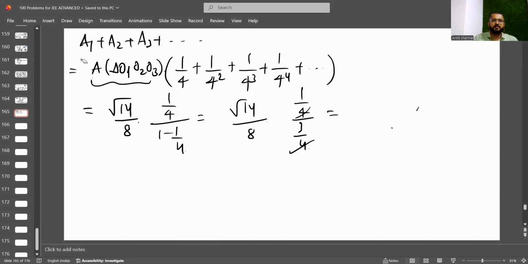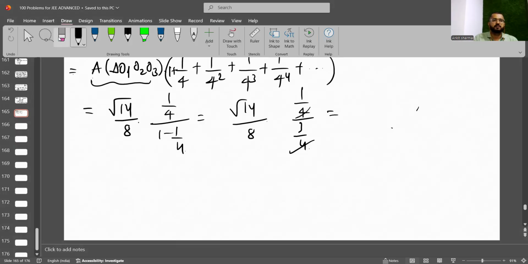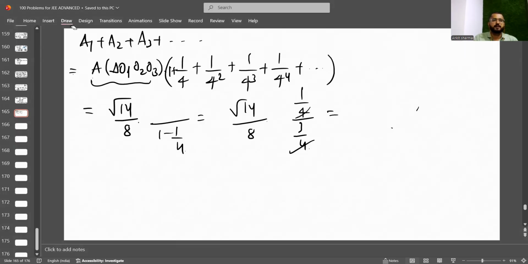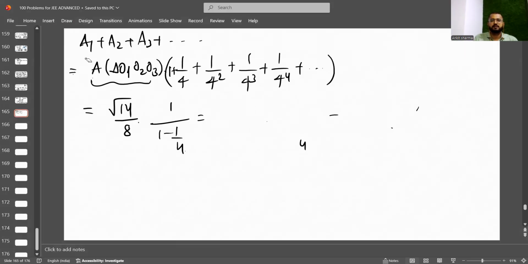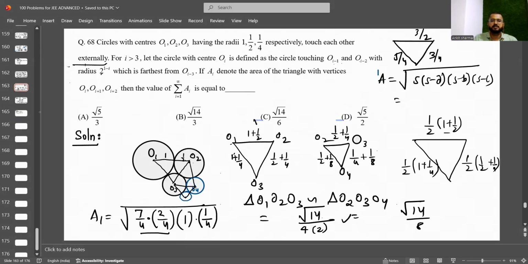We have written the area of triangle O1O2O3, but that also needs to be added. So it should be 1 here first. So this makes it just 1. So now the actual thing is going to be root 14 over 8 into 4/3. So this gives me root 14 over 6. I think that matches with option C.